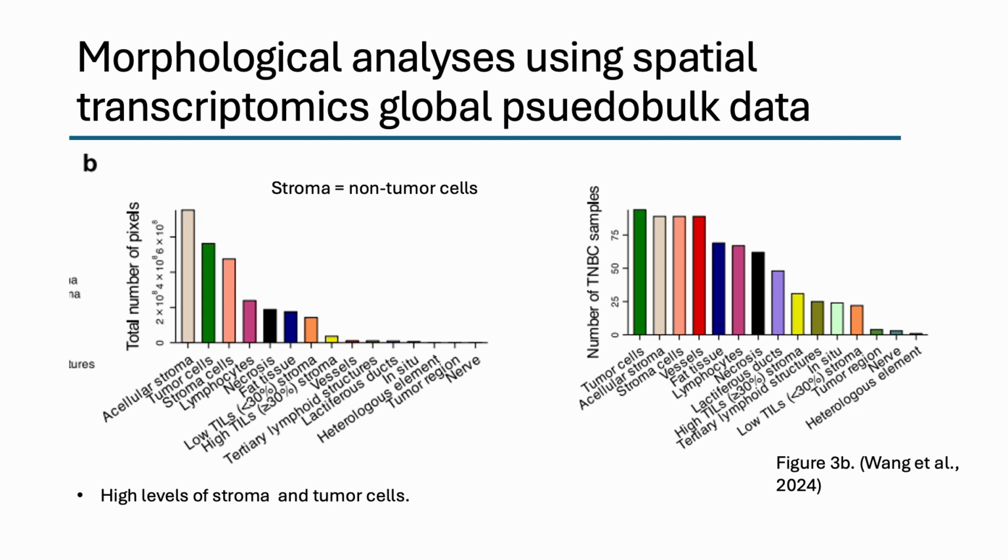As I mentioned before, non-tumor compartments within the tumor are referred to as stroma. And you'll notice that there are a lot of acellular stroma in these tumors, meaning more pixels of stroma than tumor cells. So what could the makeup of these tumors tell us?